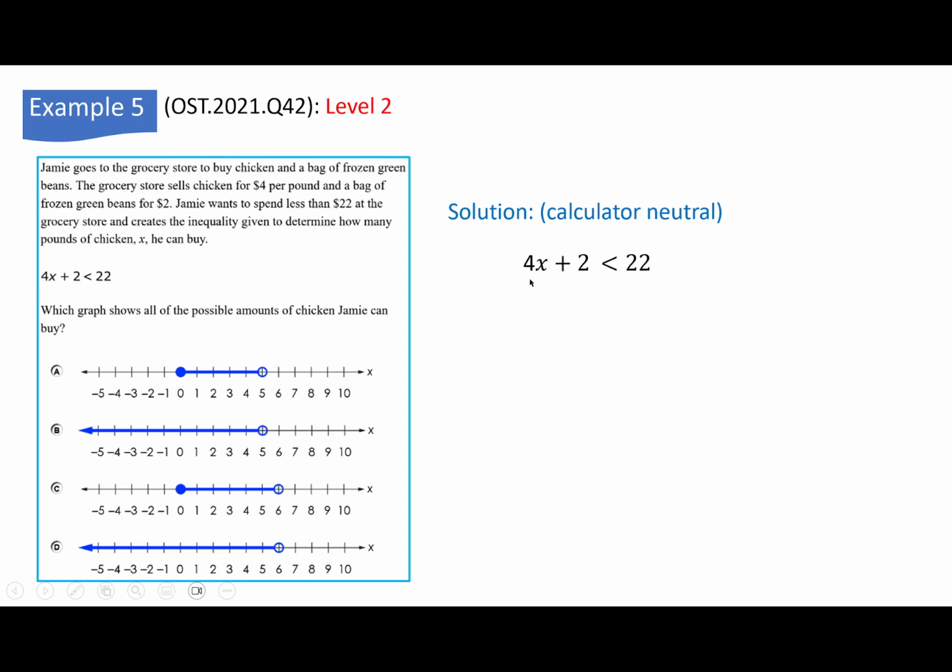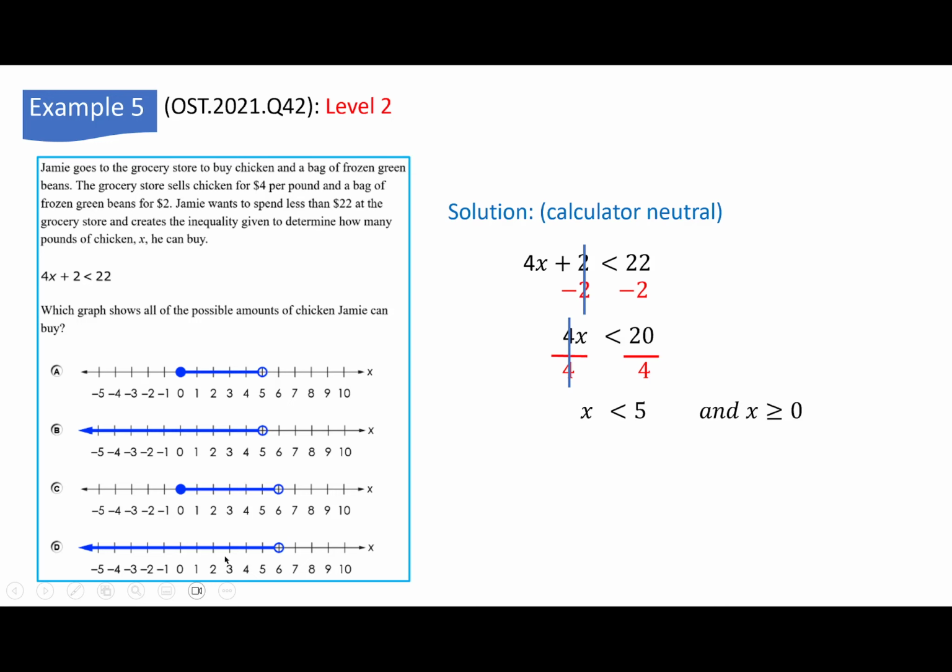Okay, solve this. Again, now I need x by itself, the constant on the other side. I have to subtract negative 2 from both sides. I get 4x less than 20, divided by 4. x less than 5. But x is a number of pounds, so x must be greater or equal than 0. So you have x less than 5, greater or equal than 0.